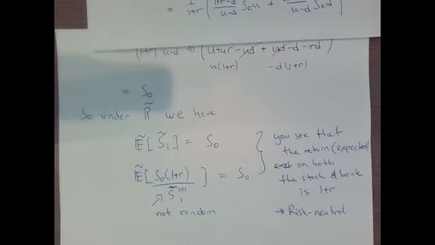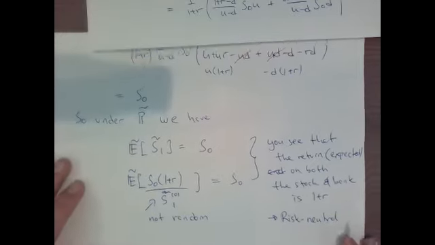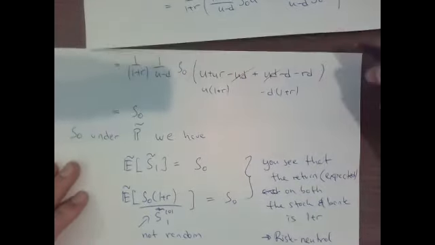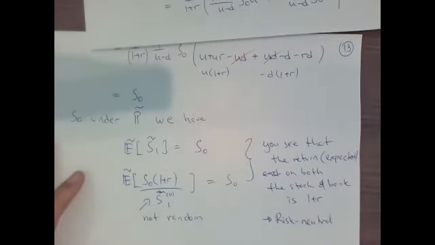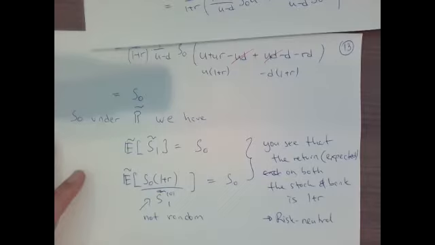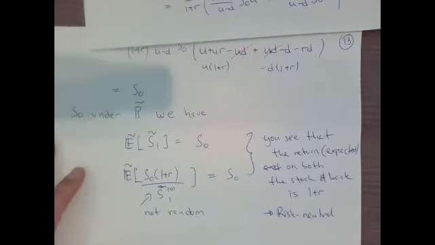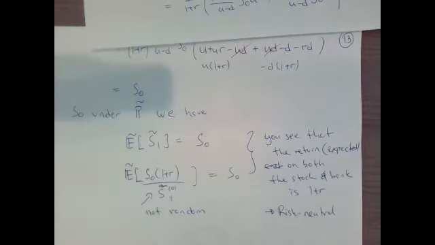So that's a feature of this set of risk neutral probabilities. It makes everything grow at the risk neutral rate. Sorry, at the risk-free rate. Everything grows at the rate 1 plus r. Are there any questions on this so far?